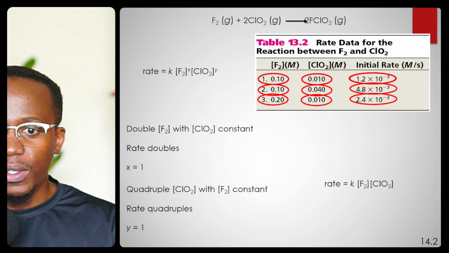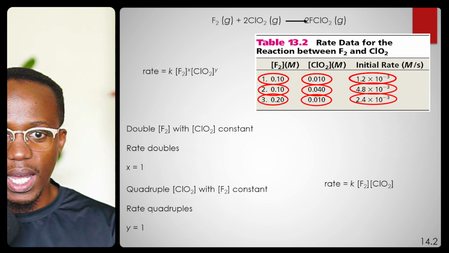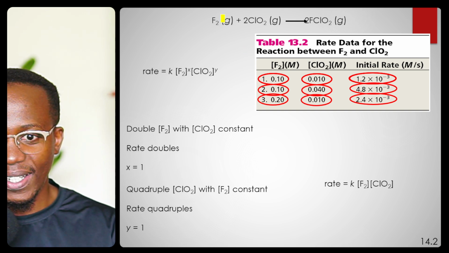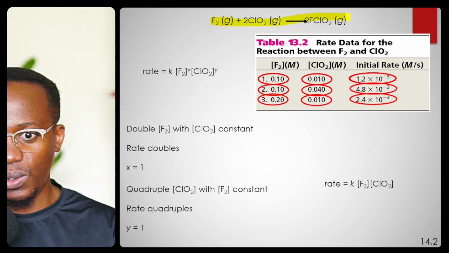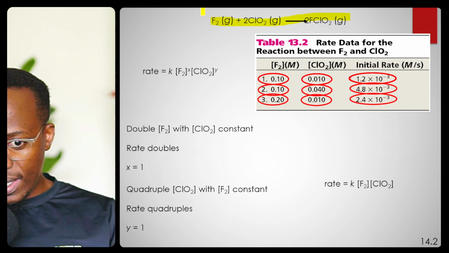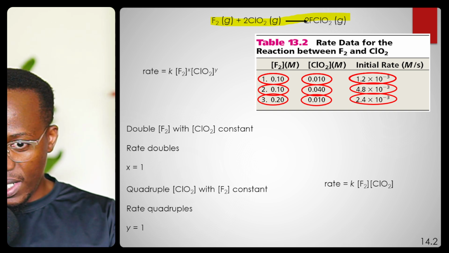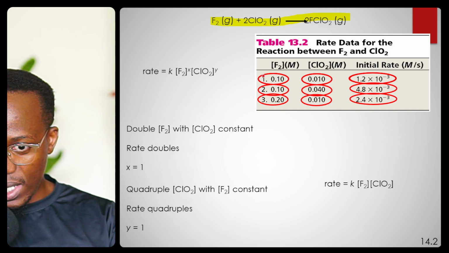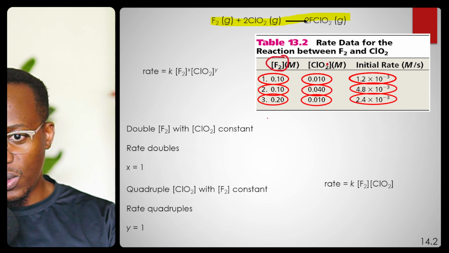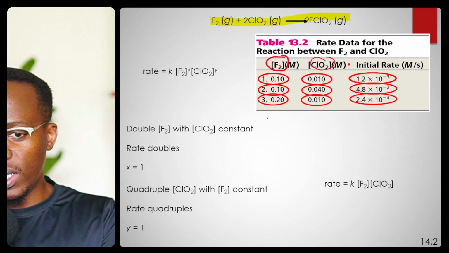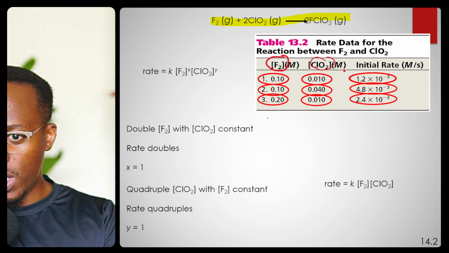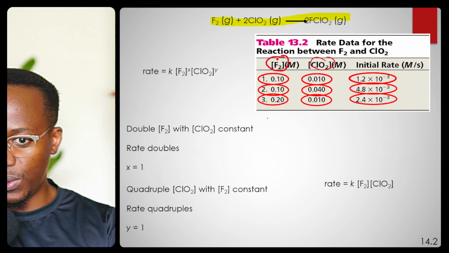Check this out, right? If I have this reaction between F2 and ClO2, and this is the data. Think about it. The data is experiments 1, 2, 3 of F, and then this is the concentration of ClO. I asked you, first of all, what is the order of reaction with respect to F2? Then you're like, okay, 1 to 2.